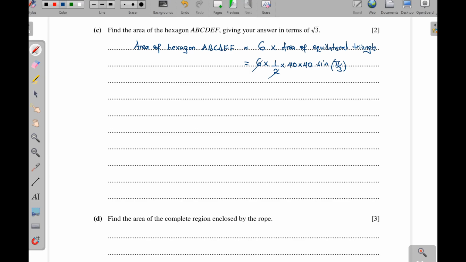So this one can go here 3 times, not so? Then 16 times 3 gives you 48, right? But then there are these 2 zeros here. And then sine of 60 is root 3 over 2. Then this one can go here to 400. So 2,400 root 3. That one is going to be our area here, in centimeters squared in terms of root 3.